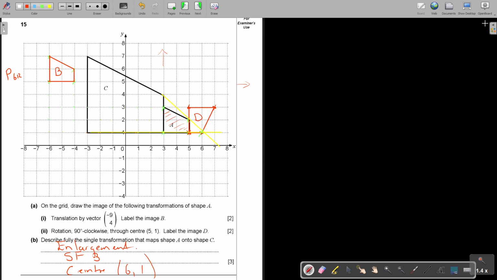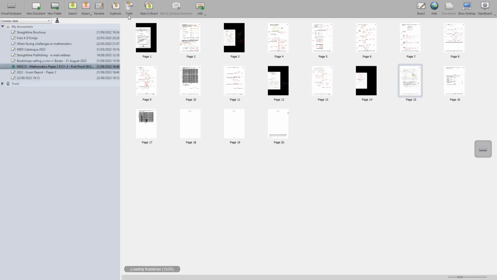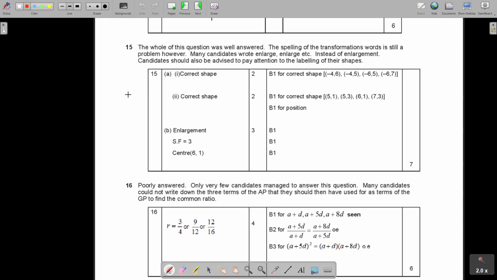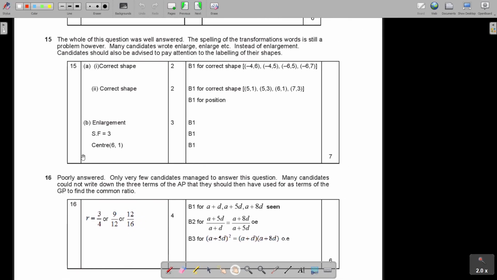Let's just go to the report again and see what they tell you there. Okay, that's question number 15. I'll just read for you. The whole of this question was well answered. Excellent. The spelling of transformations words is still a problem, however. Many candidates wrote enlarge, but it's enlargement. Candidates should also be advised to pay attention to the labeling of their shapes.